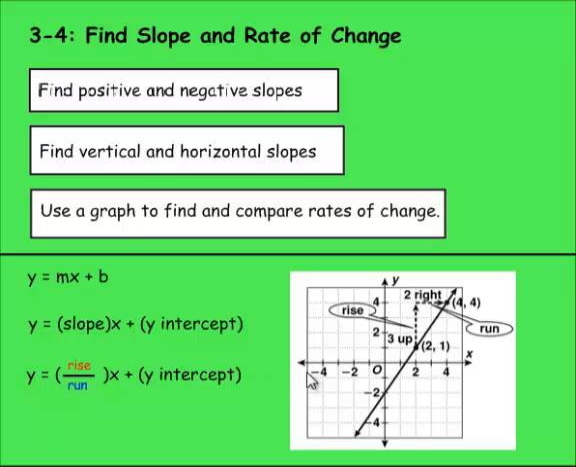So for example, this would be a rise of 3 and a run of 2. So therefore I would have y equals 3 over 2, and multiply that times x. And then I would be adding the y-intercept. Where is it across that y line? Right here at -2. So that would be my slope-intercept form.